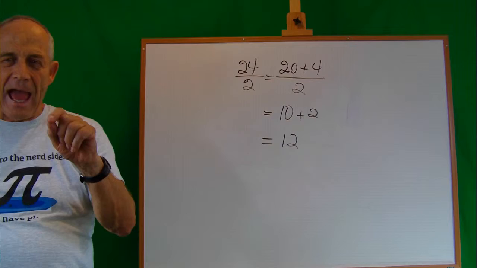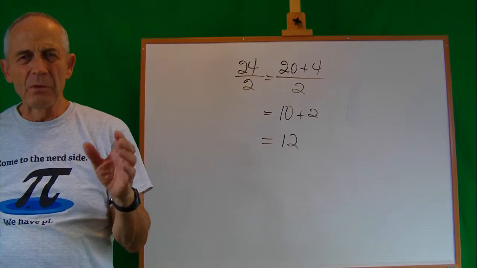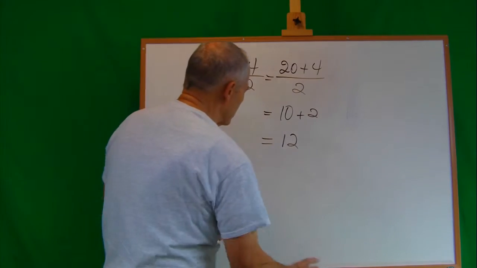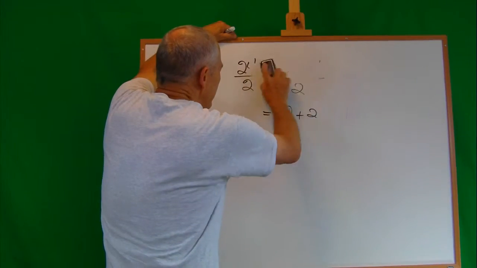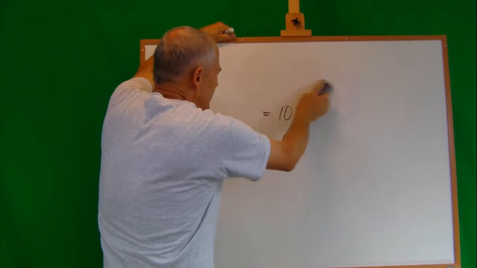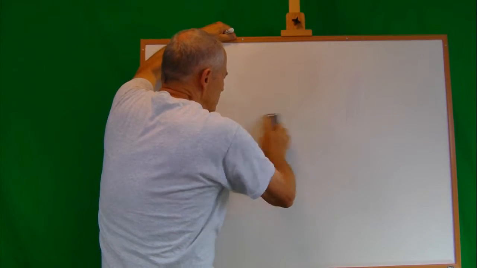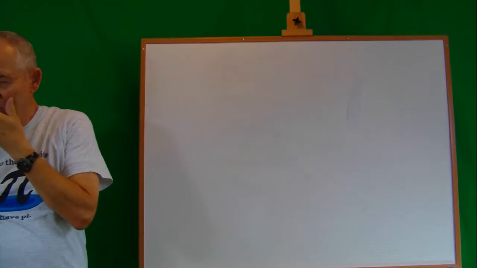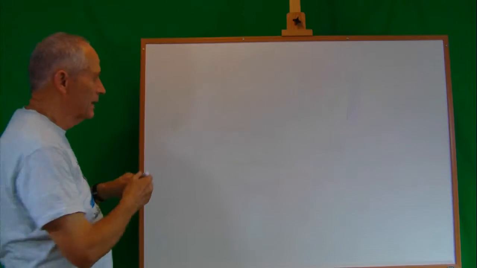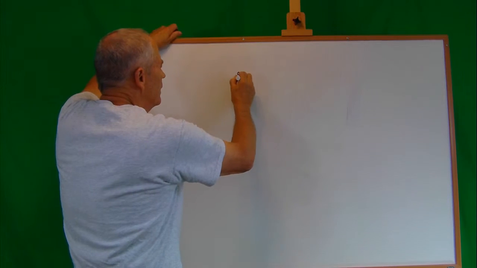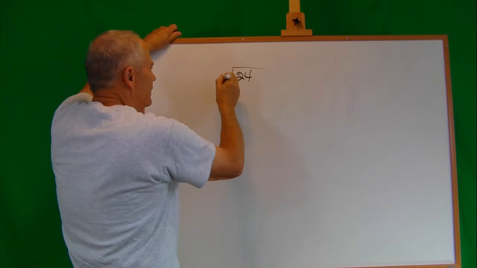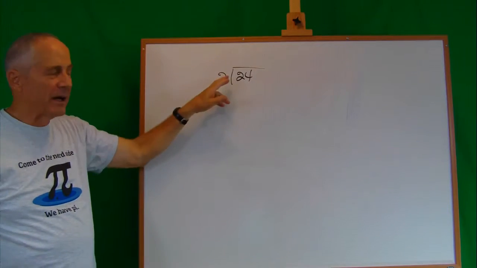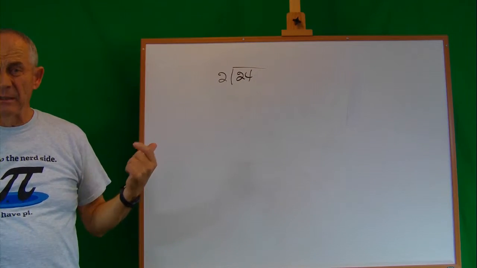Now, that acts as a basis for what we do in long division. And I'm going to go through and show you what I'm talking about. Let's do that one again, only we're going to write it using this division symbol. I've got 24, and I'm going to divide it by 2.